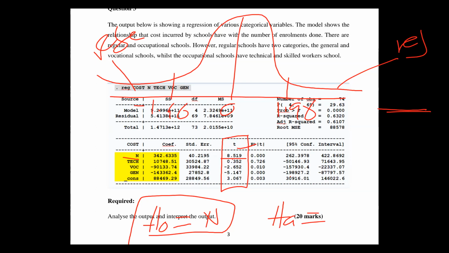When you check this variable, the T statistic is greater than what? 1.96. It falls in the rejection region. So therefore, you would reject the null hypothesis, which says that this variable is not statistically significant. That implies that the variable is statistically significant. You got it? Any question?